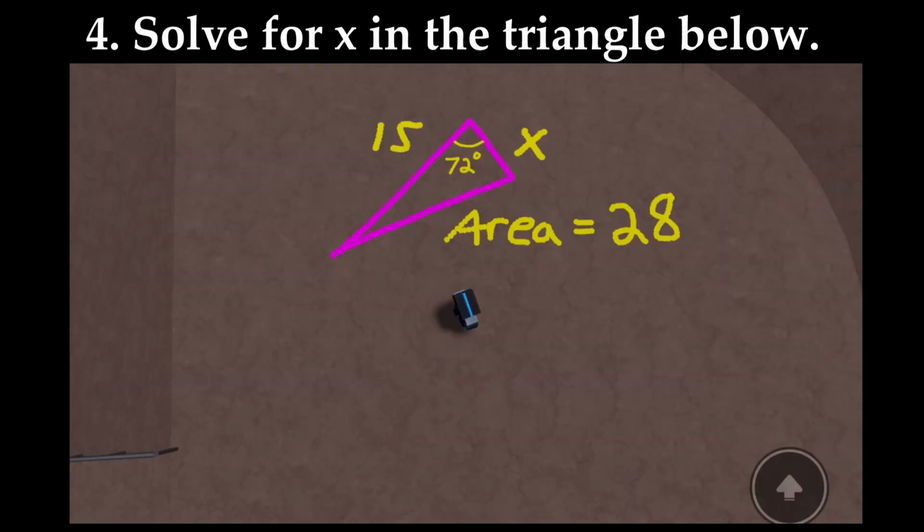This problem has a different setup than the past ones we've seen. So here we have a triangle with side lengths of 15 and x and an angle between them of 72. And we're also given that the area is 28. Based on that, let's try and solve for x.